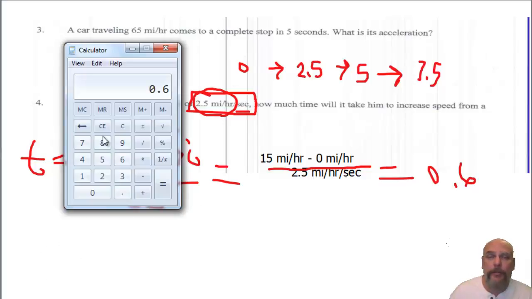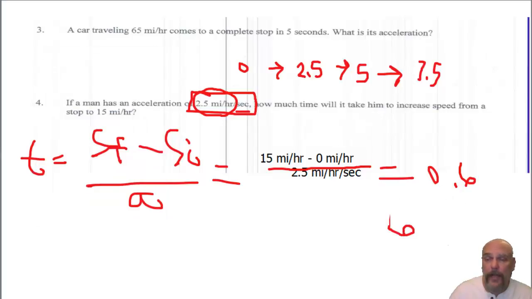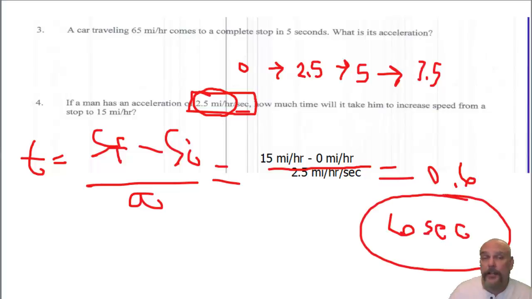That doesn't make any sense at all. That would mean that it would increase in speed in 0.6 seconds. That is not correct. So I must have typed in something weird. So let's try that again. 15 minus 0 is equal to, and then divided by 2.5. I'm kind of glad that happened. And we get the answer 6. Now that makes a lot more sense. So 6 seconds is how long it will take for that car to accelerate from 0 to 15 miles an hour at an average rate of 2.5 miles per hour per second.